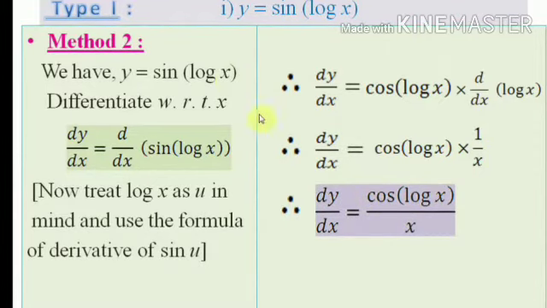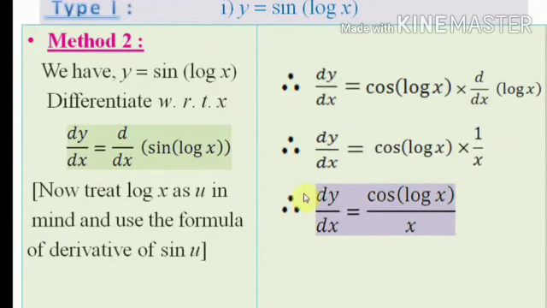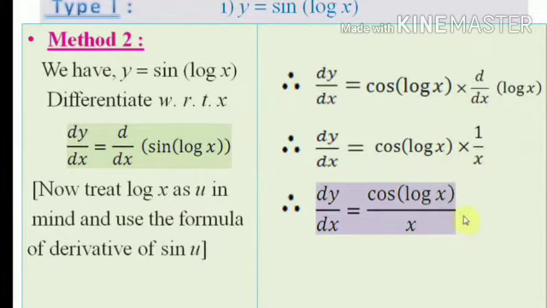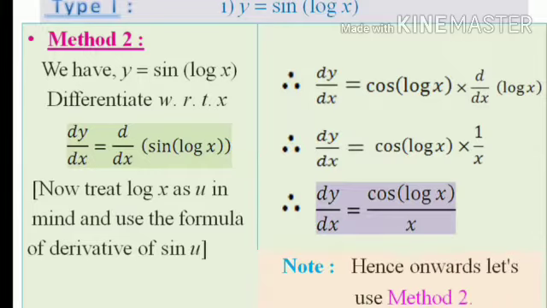That is the derivative of the given function. That means the derivative of the given function y equal to sine of log of x is the same in both the first method and the second method. But the second method is simpler, because there are only 3 steps. With the help of these 3 steps we have evaluated the derivative of the given function, so let us use the second method instead of the first method.